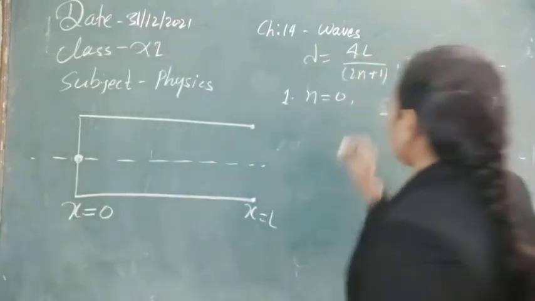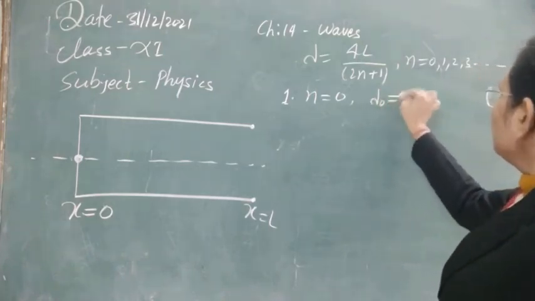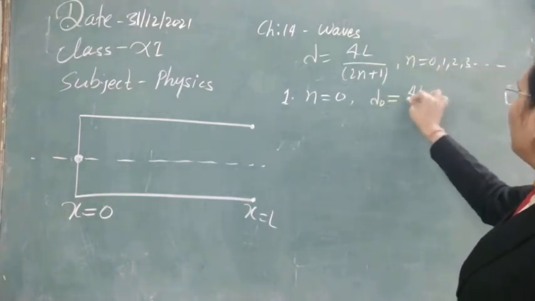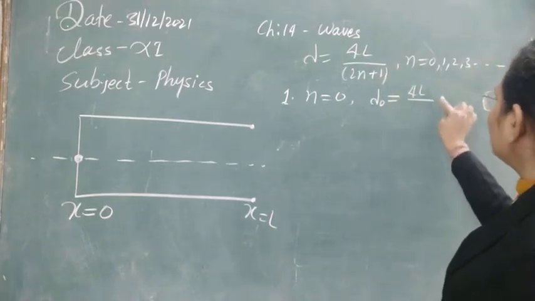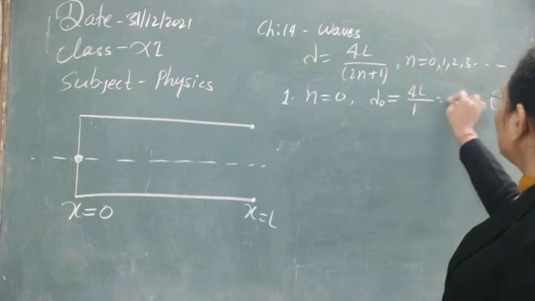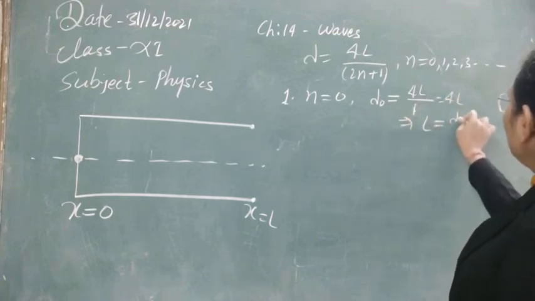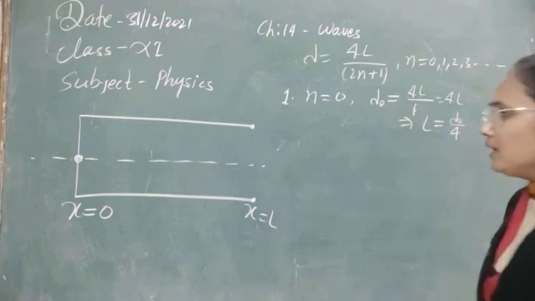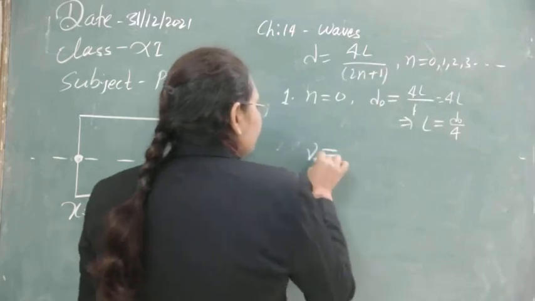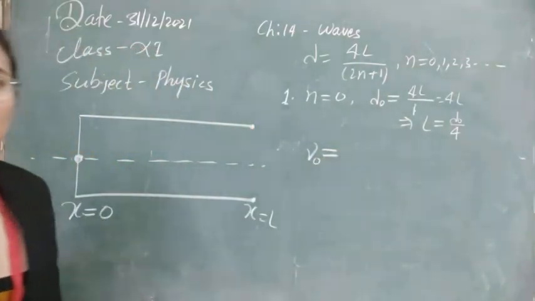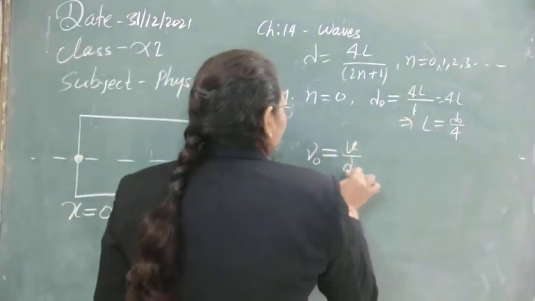Now let's start our discussion, first of all, for n is equal to 0. If you put n is equal to 0 in this equation, suppose the wavelength is lambda 0, that wavelength will have the value 4L upon (0 plus 1), obviously that will be 1, and this will be equal to just 4L. Or we can write L is equal to lambda 0 by 4. Next, the frequency we can calculate from here. The frequency of this n is equal to 0 mode will be nu 0 is equal to v upon lambda 0.